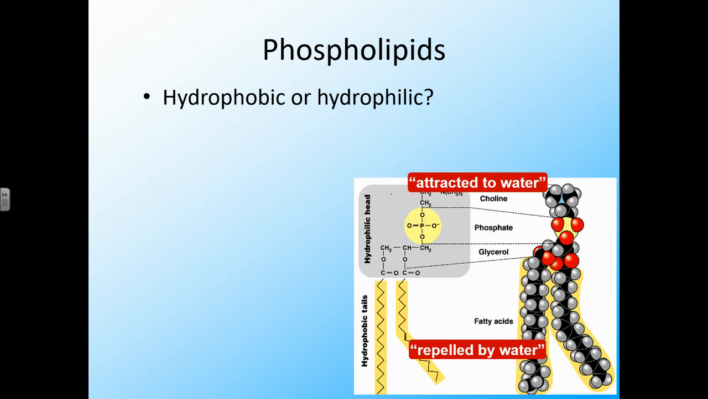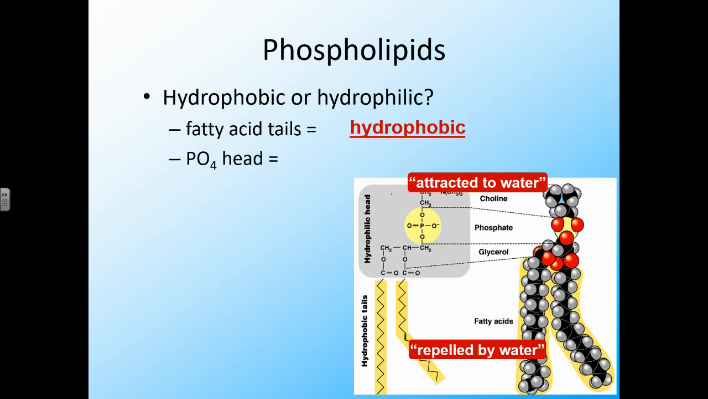Is our phospholipid hydrophobic or hydrophilic? Well, it has two parts. And when we talk more in detail on the cell membrane, I'll get to more details here with that. The fatty acid chains are hydrophobic, which means they don't like water. The phosphate head is hydrophilic, which means it does like water. So it kind of has a split personality.